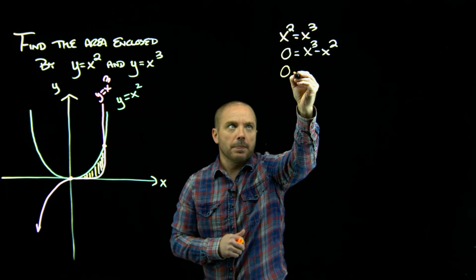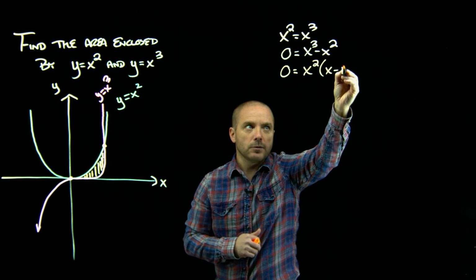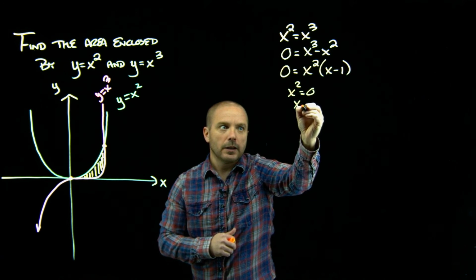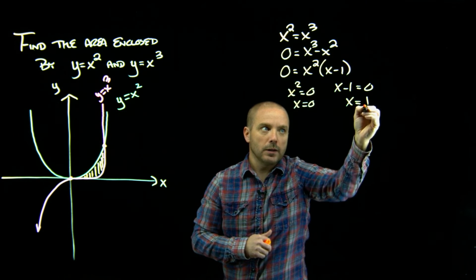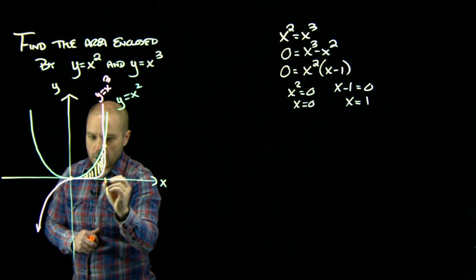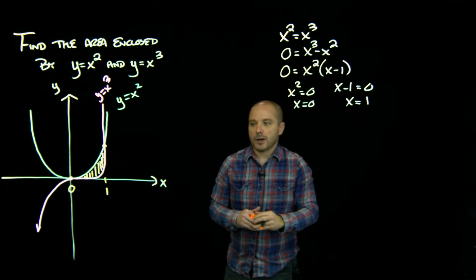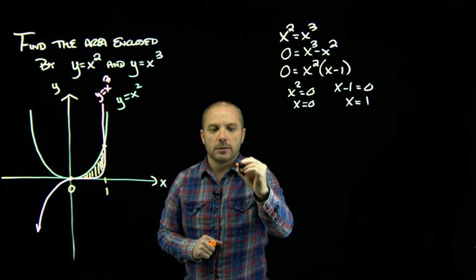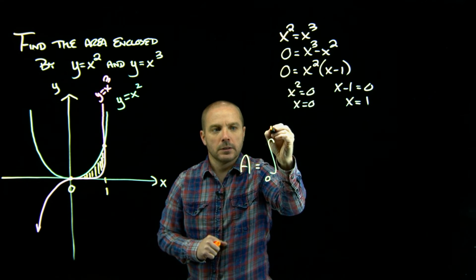So next, factor, x squared can come out. x minus 1, setting those equal to 0. We get x equals 0 and x equals 1. So we know that this point of intersection here is at 1, and this one's here at 0. All right, so we know where we're going to start. We know where we're going to stop. So we know our integral is from 0 to 1.